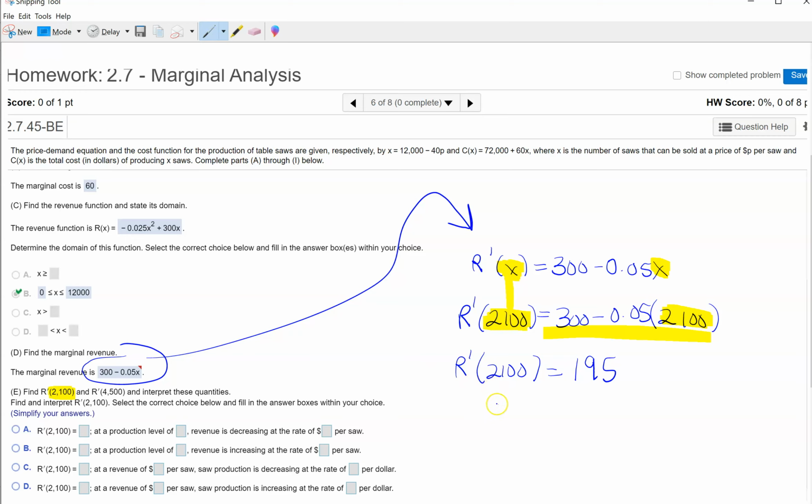This tells me at a production level of 2,100 saws, if I make and sell 2,100 saws in this market, I would expect my revenue to be increasing. It's increasing because this is a positive number.